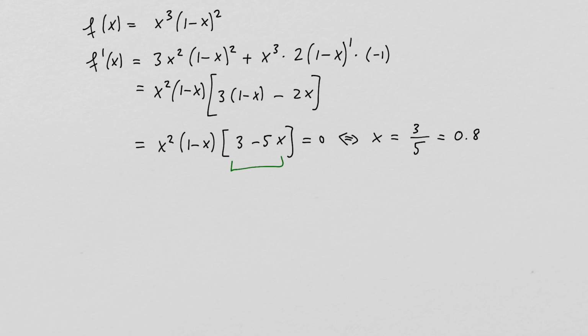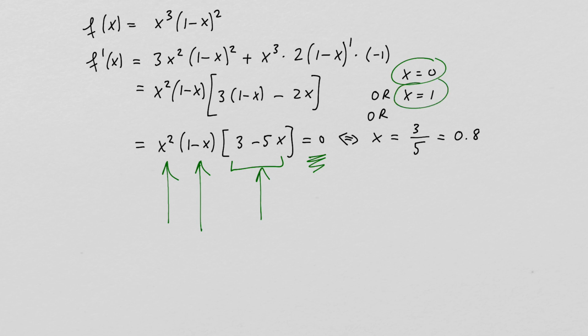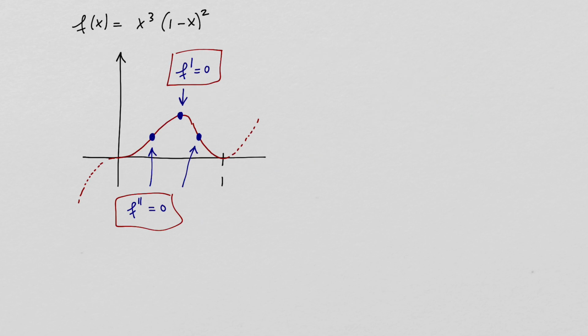Now the question is, when is the first derivative 0? Well, if we set the first derivative to be 0, then one of these terms has to be 0. And we get 3 points. We get the points 0, 1, and 0.8. So the derivative will be 0 in the endpoints and in the point x equal to 0.8.